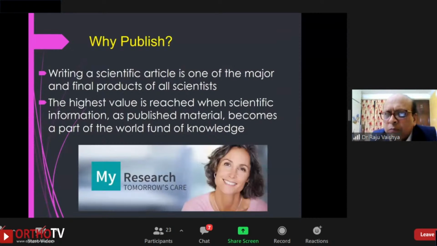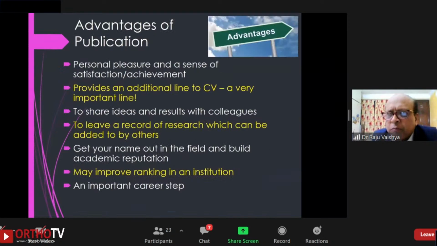Why publish is a very big question, which most of the clinicians ask in their mind. Publishing is important because writing a scientific article is one of the major and final products of all scientists, and the highest value of a research is reached when the scientific information is published as a material and becomes a part of the world fund of knowledge. There are several advantages of publications.